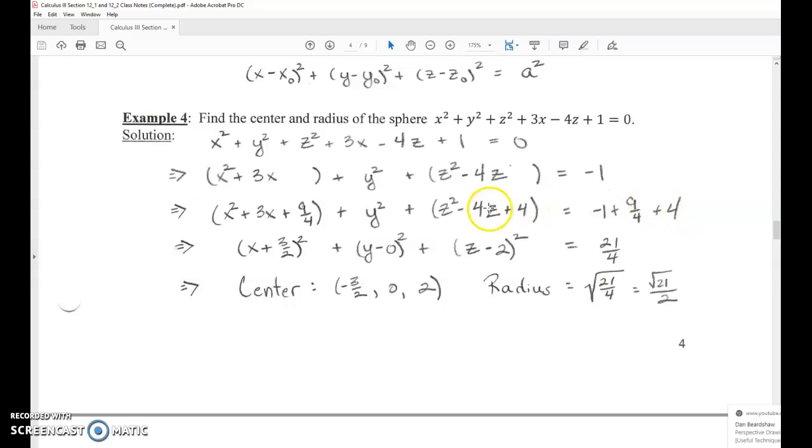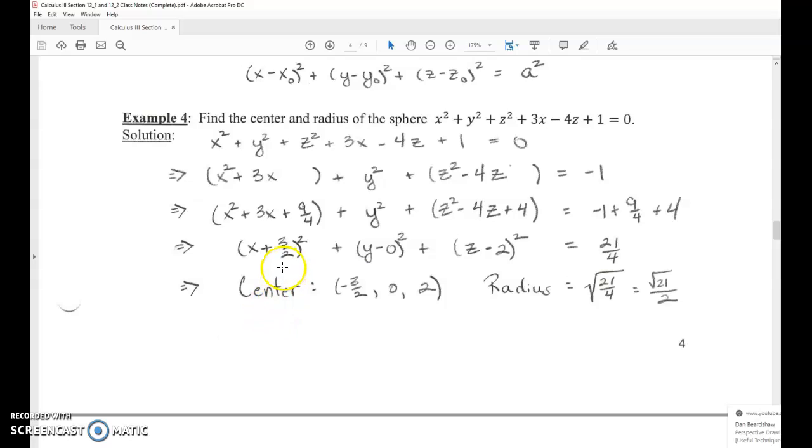Completing the square gave us a perfect square, which, since the coefficient of x squared is 1, is always x plus whatever we took half of, so here 3 halves, and then that quantity is squared. If you FOIL that, you'll see how you get back to that. Y squared is, of course, the same as y minus 0 squared, and then this is now z minus 2 squared, right? We took half of negative 4 to get negative 2, so it's z minus 2, quantity squared. On this side, you bring these numbers together and you get 21/4.